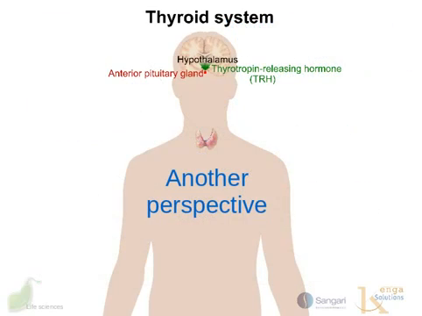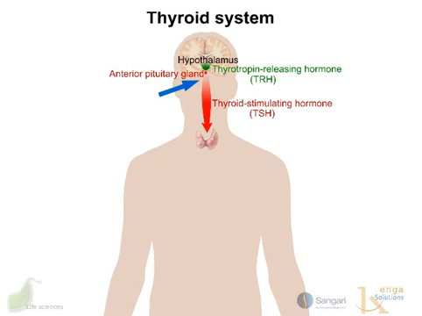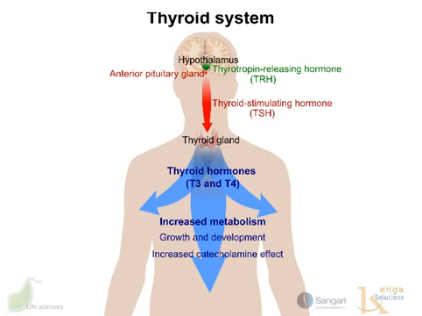Now let's look at this from another perspective or viewpoint. The hypothalamus produces thyrotropin-releasing hormone, TRH, which acts on the anterior or front part of the pituitary gland. The pituitary gland produces thyroid-stimulating hormone, TSH, which then acts on the thyroid gland. The thyroid gland then produces the thyroid hormones T4 and T3, which are released into the body, where they increase the metabolism and affect growth and development.